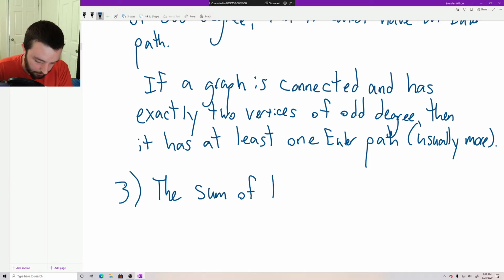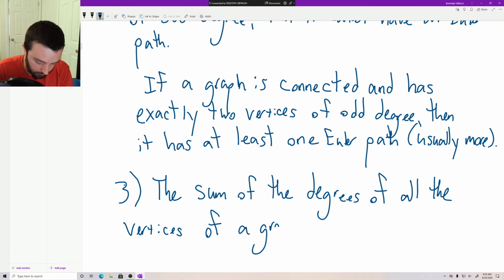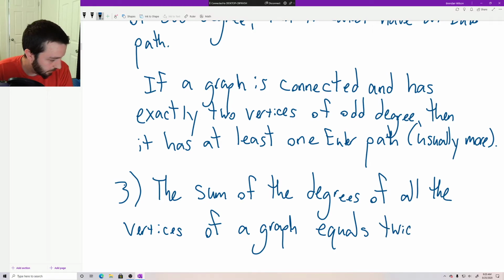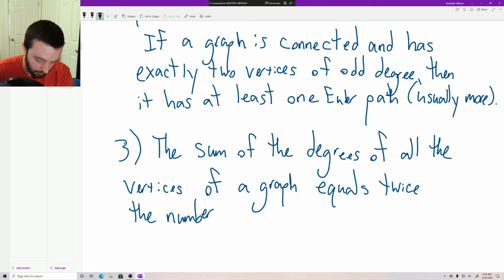The sum of the degrees of all the vertices of a graph equals twice the number of edges.